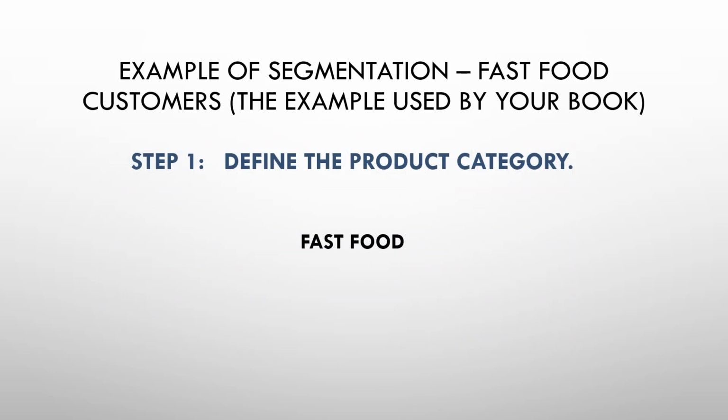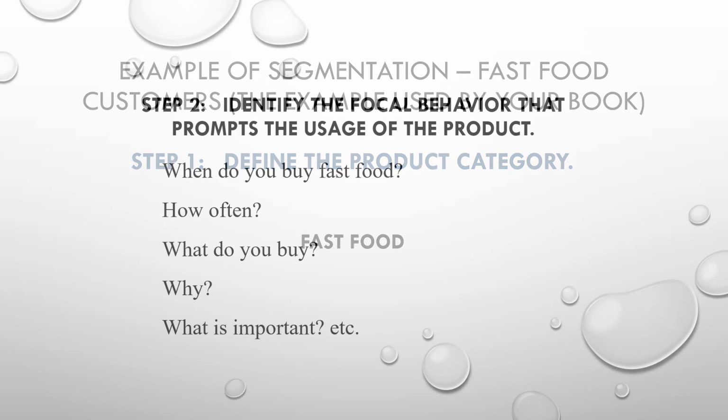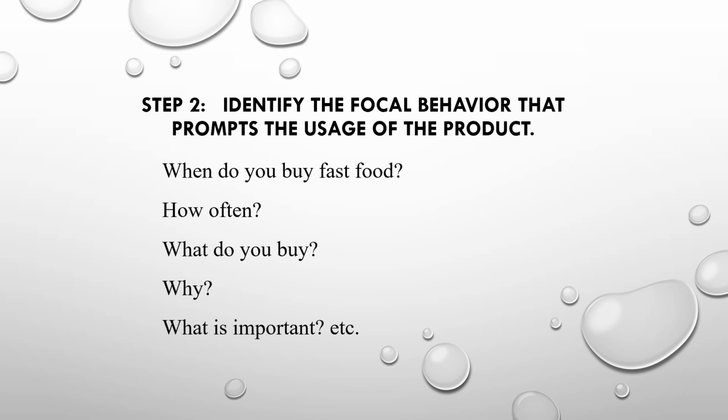Let's look at an example of segmentation using benefits sought. First, we define the product category. We're talking about fast food restaurants. The second step is to identify the focal behavior that prompts the usage of the product. Well, when do you buy fast food? Some of you go to fast food restaurants for breakfast. Some go there for lunch, others for dinner. Maybe you like to go to a fast food restaurant on your way home from night school to pick up a little something. Or maybe after you've been out clubbing, you might stop at Taco Bell and grab a little food on your way home.